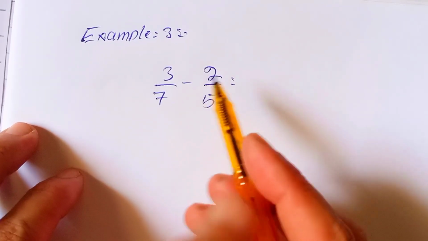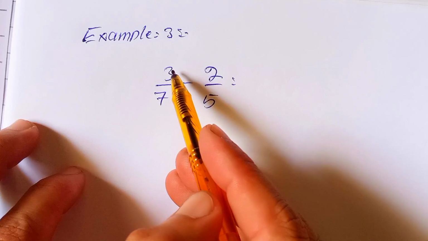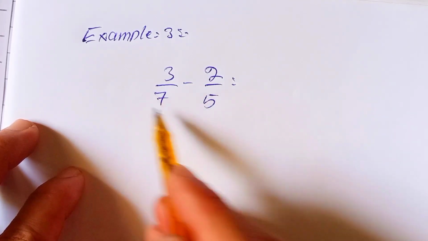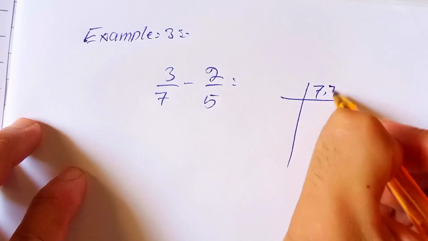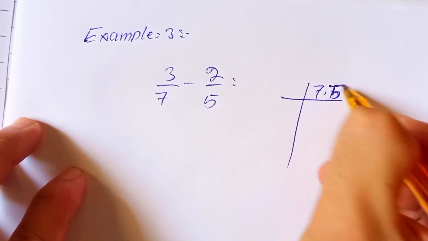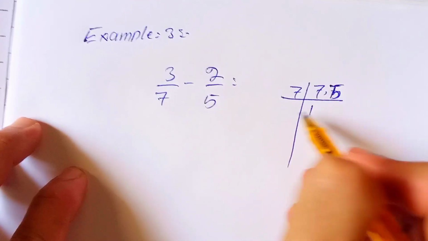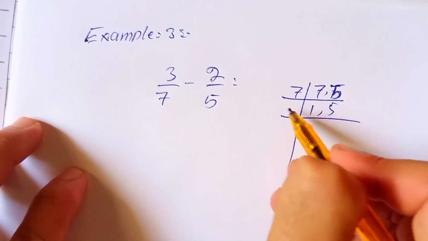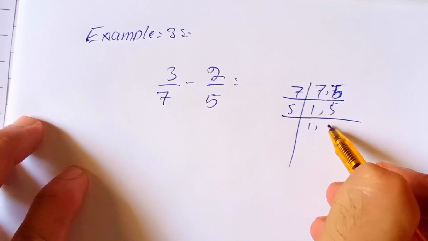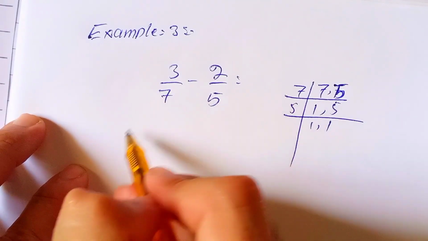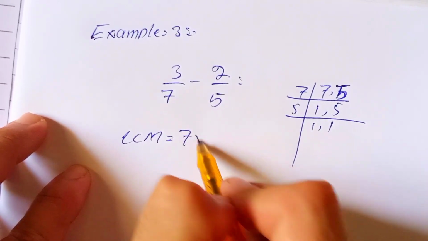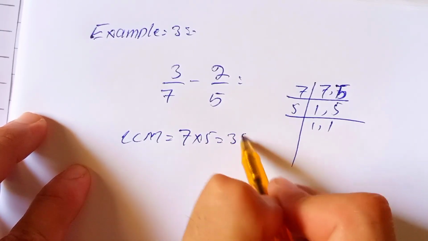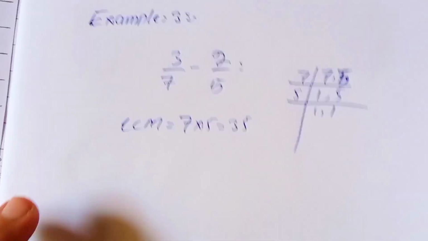Now in this example, to subtract 2 over 5 from 3 over 7, first of all we have to take the LCM. The LCM of 7 and 5: 7 times 1 is 7, bring down 5, and 5 times 1 is 5, right? So the LCM is equal to 7 times 5, which is equal to 35, right?